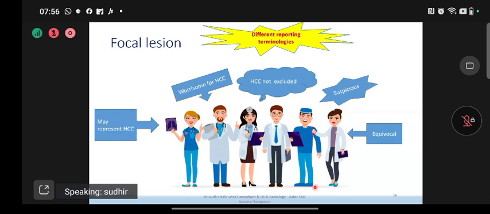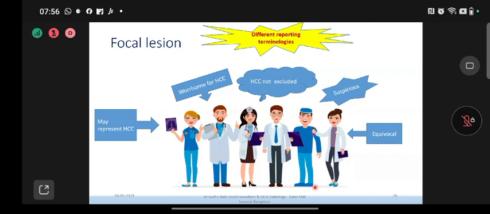Now we have seen the different focal lesions of the liver. We have tried to understand the various patterns and how they look. But whenever you come across a report, in India at least, the compliance with LI-RADS is still much lower. So it's very, very important.